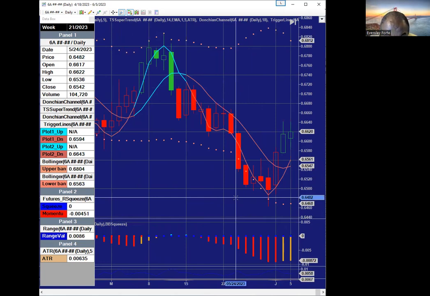Could you put together the OCO terminology, please? One cancels other means when one trade executes, the other one's canceled. So you have a bracket order where one side of the bracket is your target and one side is your stop loss. So when one executes, the other one gets canceled.